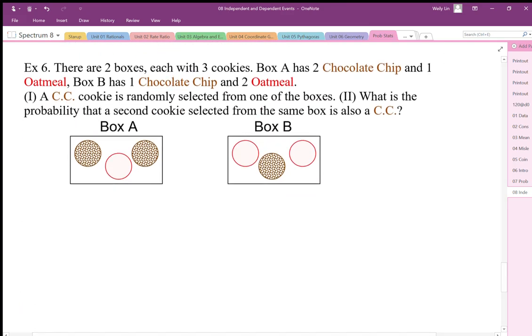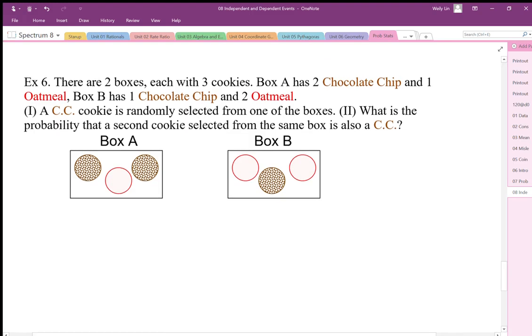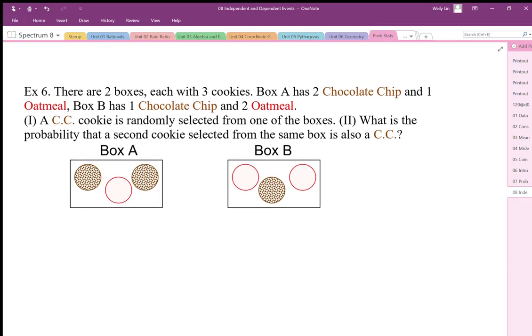So for this one here, this is actually a fairly tough problem, and it's kind of involved, so we have to be careful with this one. There's 2 boxes, and we have 3 cookies in each. Box A has 2 chocolate chip cookies and 1 oatmeal, that one there. And box B has 2 oatmeal and 1 chocolate chip.